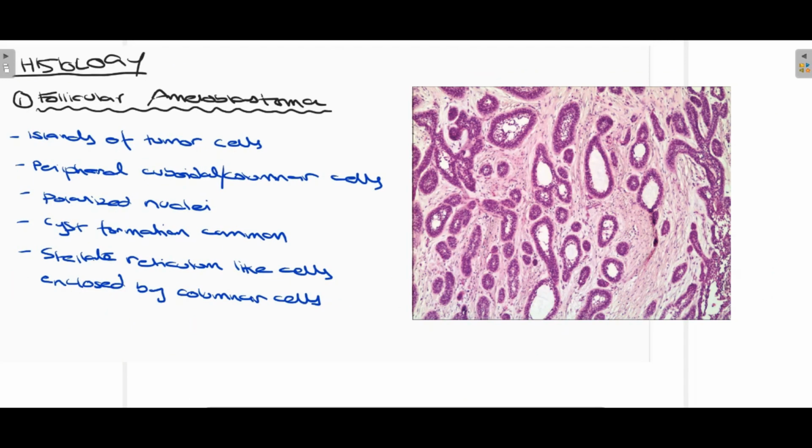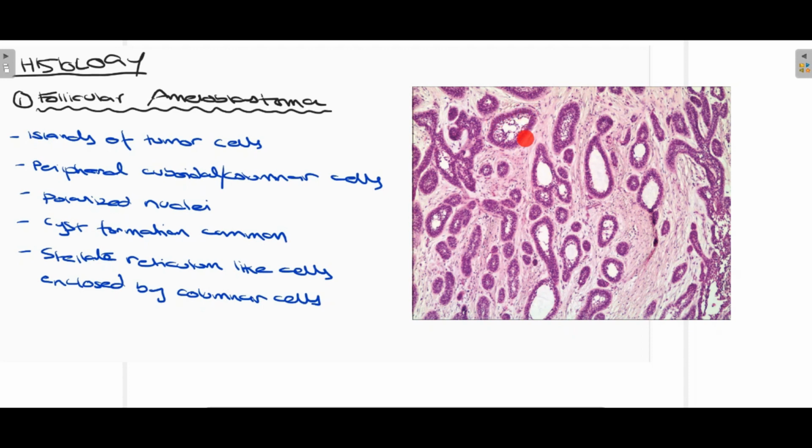Now, talking about the histological types of ameloblastoma, firstly we'll talk about follicular ameloblastoma. Follicular ameloblastoma is the most common histological type of ameloblastoma. As you can see in this histological slide, there are islands of these tumor cells. So these islands give you a rough idea that this may be a follicular ameloblastoma.